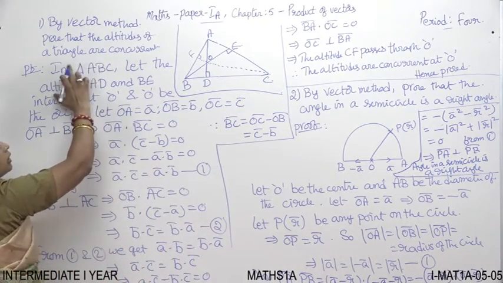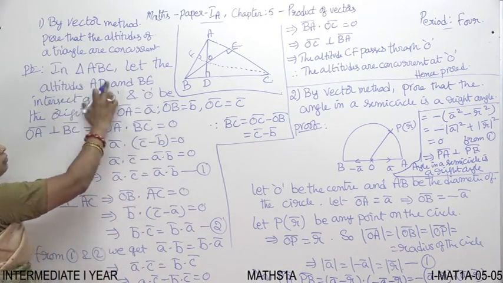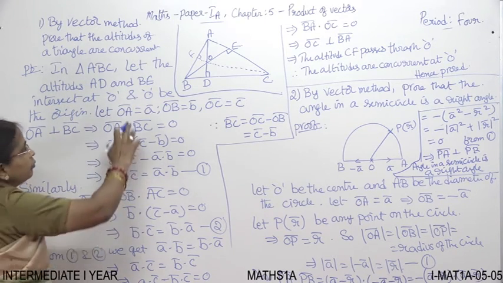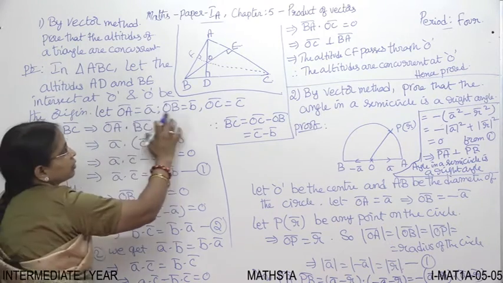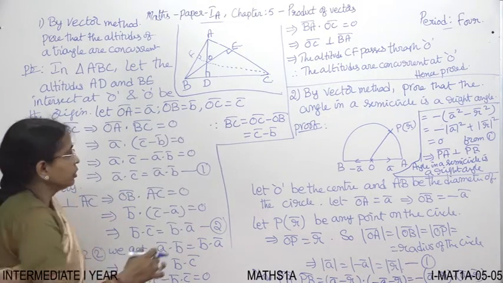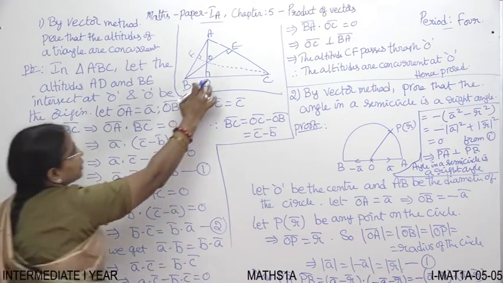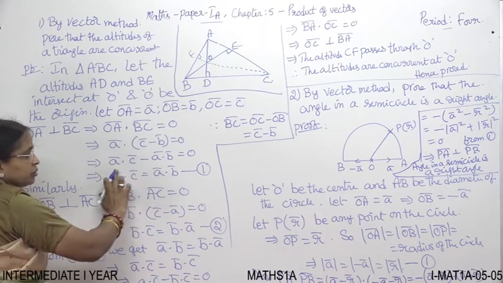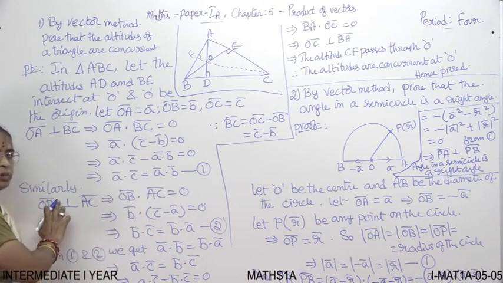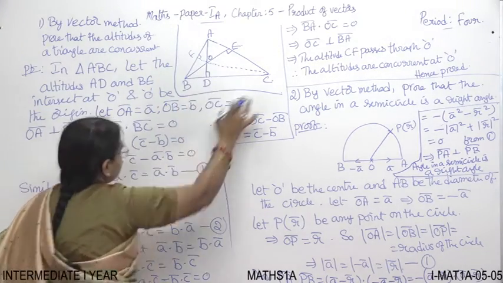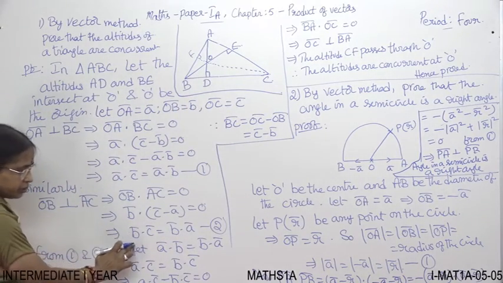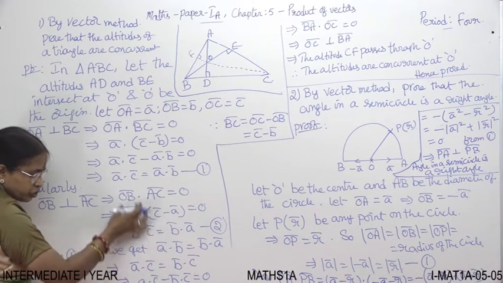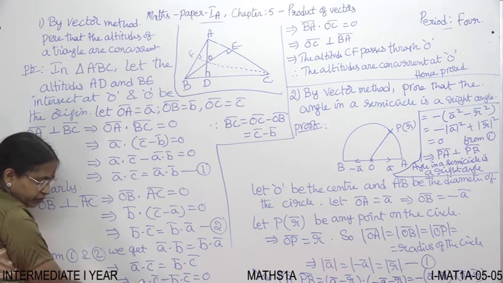By vector method, prove that the altitudes are concurrent. So you will take the altitudes AD and BE. Suppose that they intersect at O and O be the origin. So let OA is equal to A, OB is equal to B, OC is equal to C. And then OA extended is perpendicular to BC. So OA dot BC is 0. So you'll get one equation like this. Similarly, OB is perpendicular to AC, so their dot product is 0. You'll get like this. So from these two, A dot B is same as B dot A, so these two should be equal. So when you simplify, you get like this.